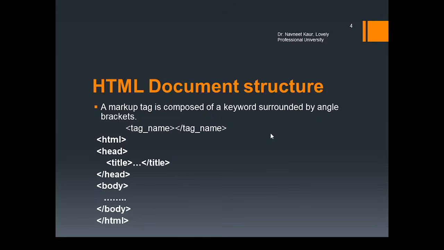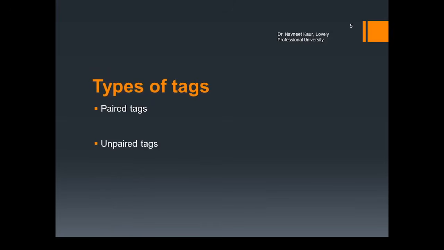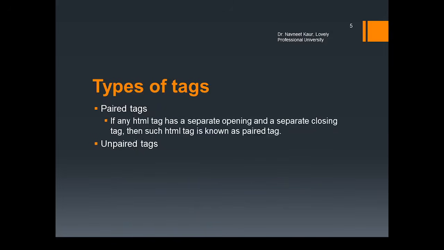So let's have a look at the different types of tags in HTML. There are two types of tags, paired tags and unpaired tags. So what is a paired tag? If any HTML tag has a separate opening and a separate closing tag, then such a kind of HTML tag will be called a paired tag. We already discussed in the HTML document structure that any tag which is opening and closing will be a paired tag.